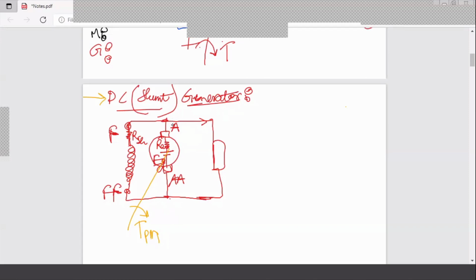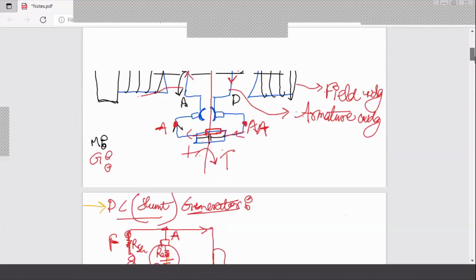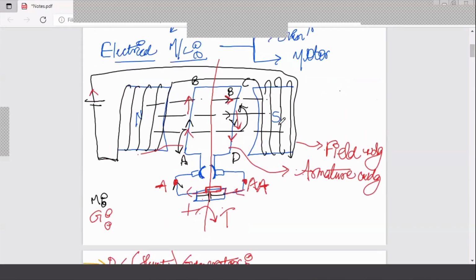Now you can see here that the field winding is connected in parallel to the armature winding. So where will this field winding develop a current? Because it needs to have some current to develop the flux. We need flux here, so how will we get it in this particular example which I have drawn here?